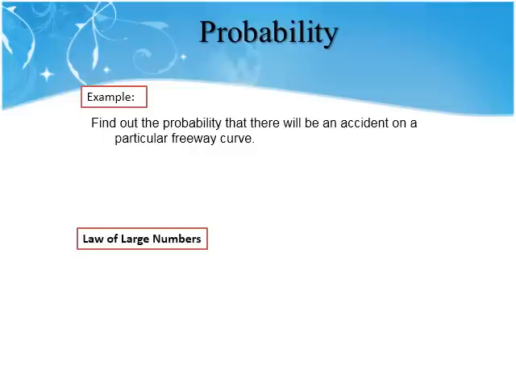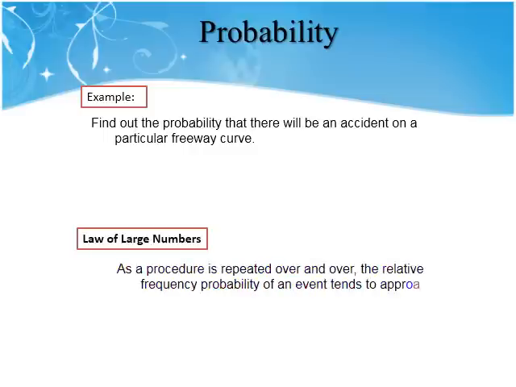This leads to a discussion about the law of large numbers. As a procedure is repeated over and over, the relative frequency probability of an event tends to approach the actual probability. So for example, on the freeway accident problem, if we observe one car driving by and we see that it did not get in an accident, we wouldn't say that there's a 0 probability that there will be an accident on that freeway curve. We would repeat the procedure over and over again, and the more we repeated it, the closer our approximation would be to the actual probability of getting in an accident.